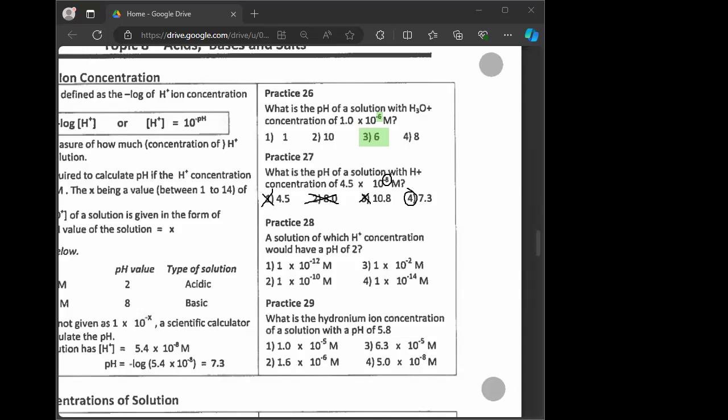Okay, now let's look at number 28. It says the solution of which hydrogen ion concentration would have a pH of 2. When they give you the pH, but they want the hydrogen ion concentration, you do 10 raised to the negative pH. So it's just whatever has 1 times 10 raised to the negative 2.